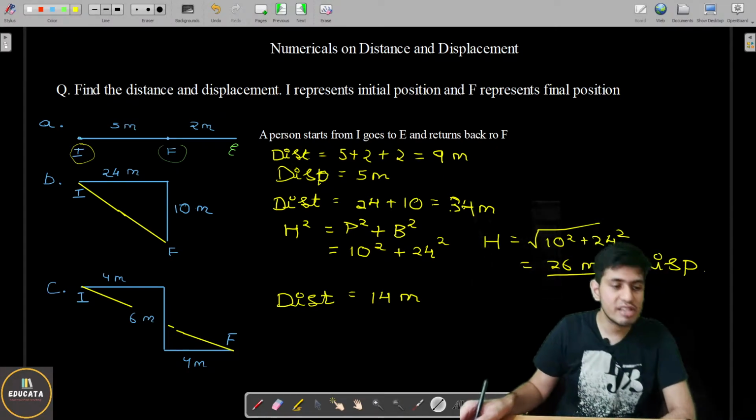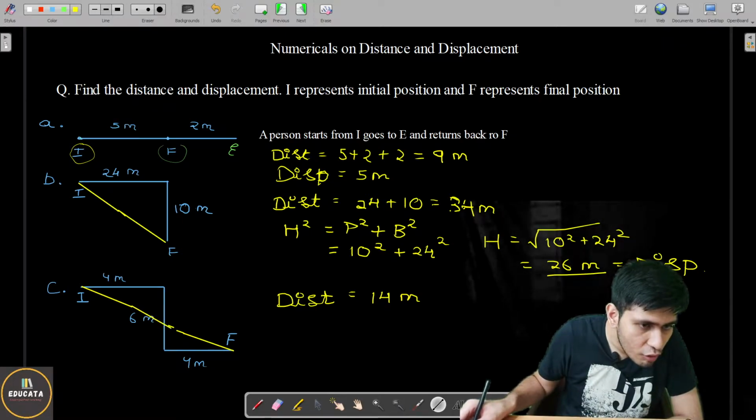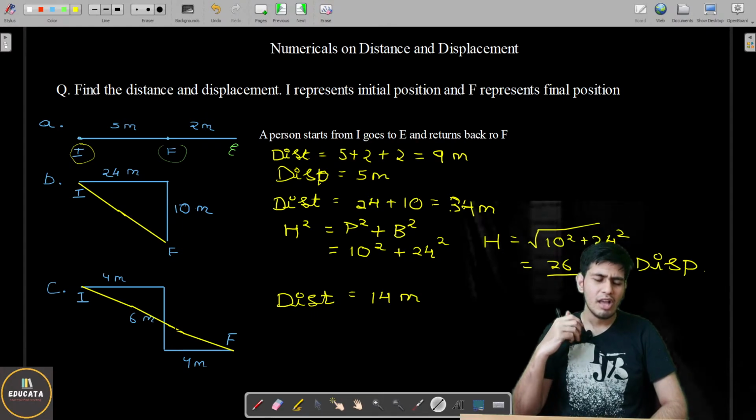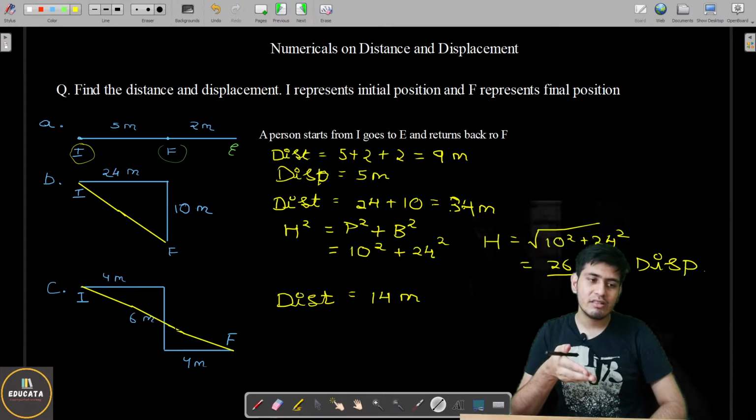This is the straight line path that we are looking for. Okay, this is the straight line path that we are looking for. Now, how can we calculate this straight line path? How can we calculate it?